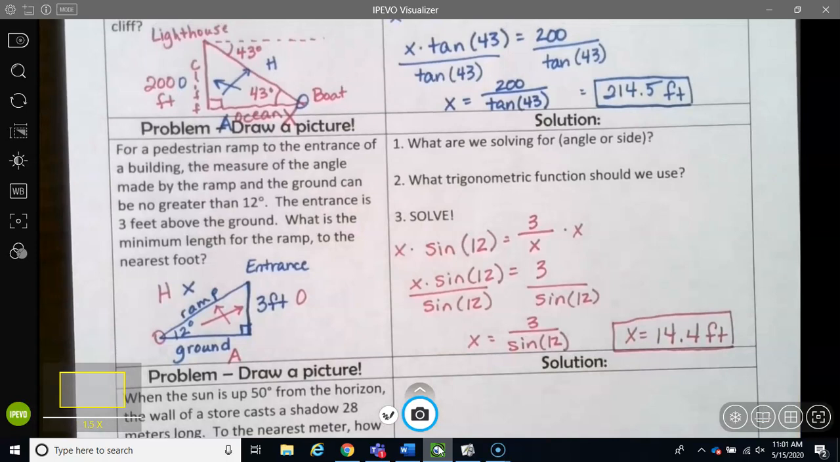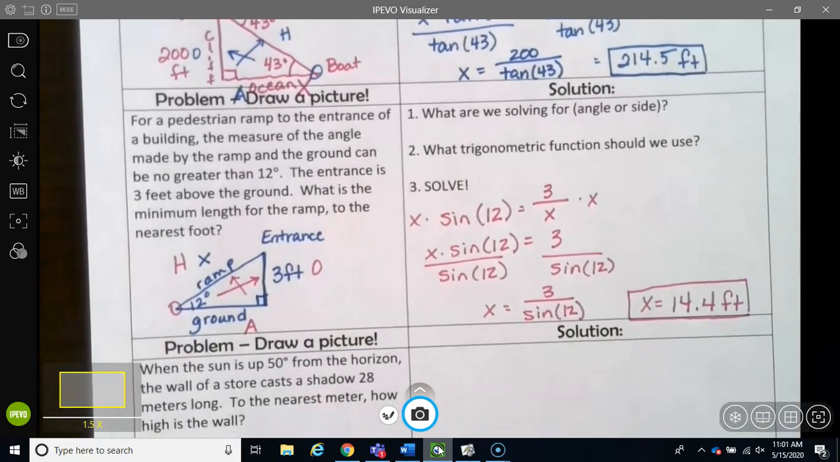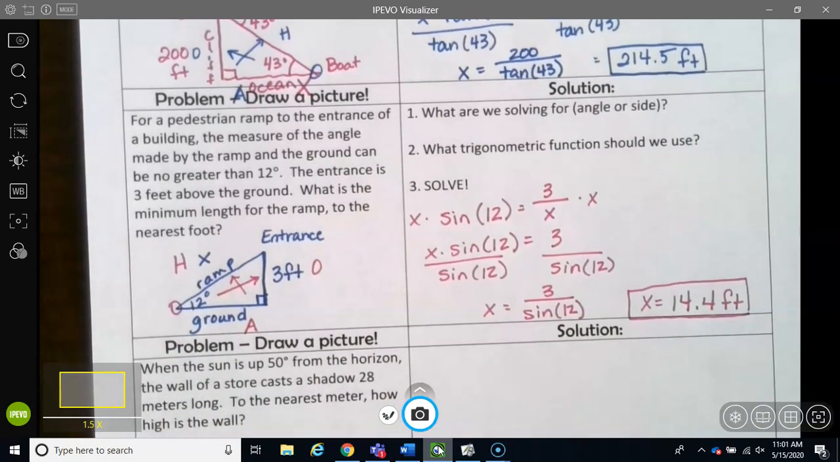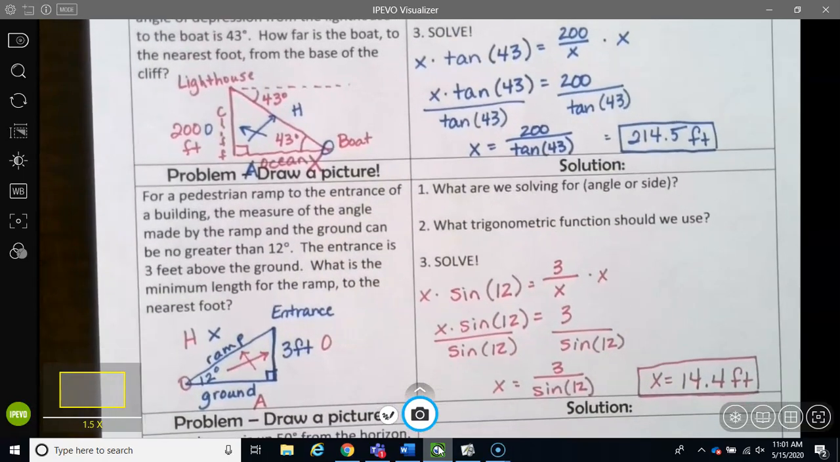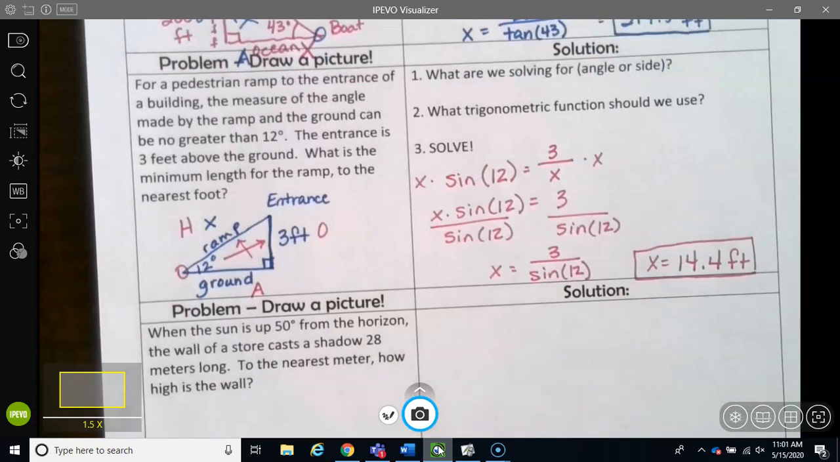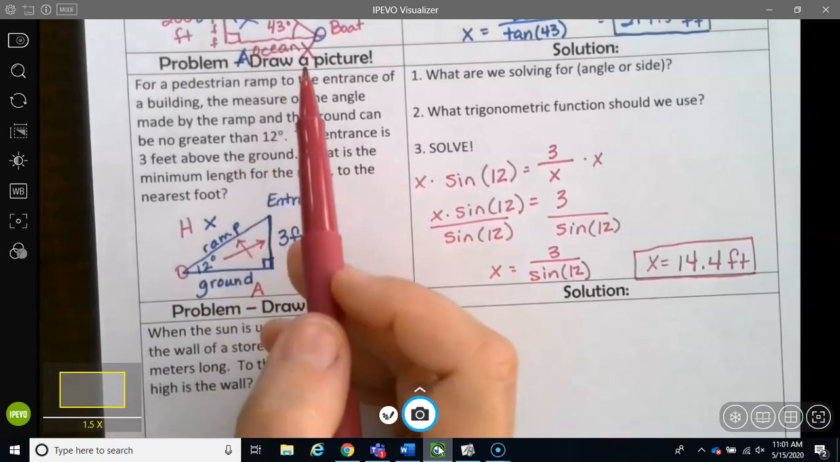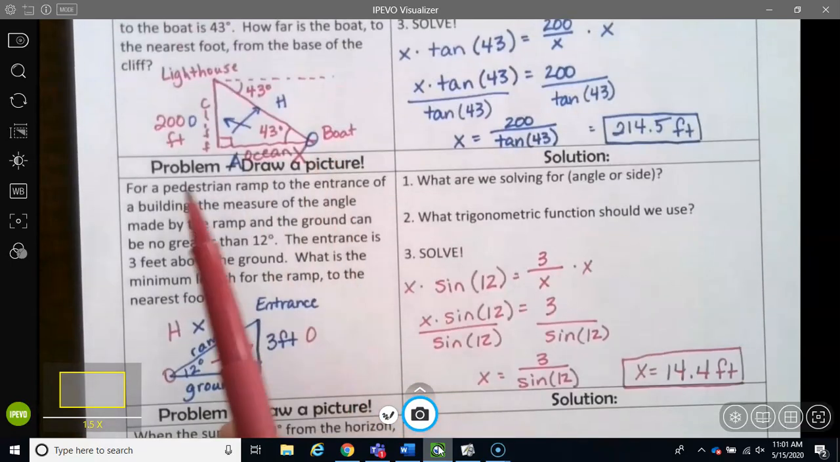So this is how we would use trig in real life to figure out how long to make something, or in this case, how long we would need to make that ramp. Or with the plane one, how far on the ground we're still away from the airport. And on this one, to have an idea of how far that boat is still from the cliff.